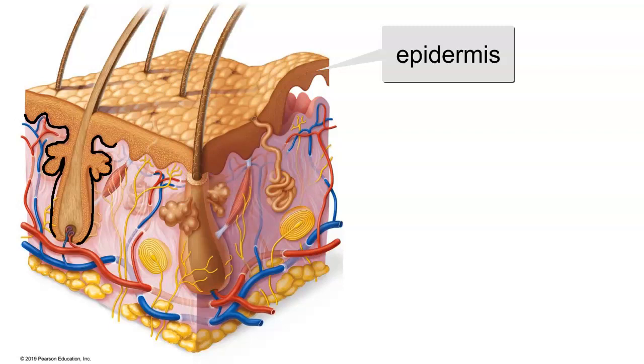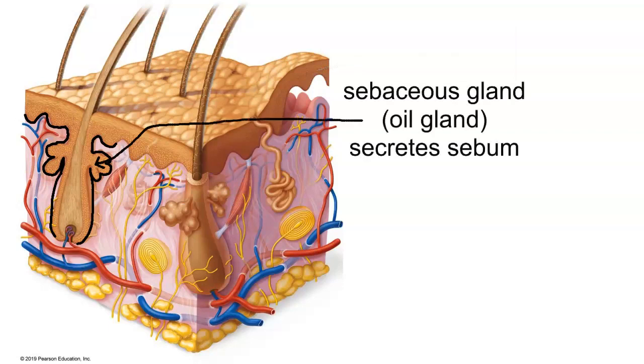And so the type of gland that we're seeing that is emptying into a hair follicle is something called the sebaceous gland. And a sebaceous gland releases sebum. Sebum is oil. And so this is an oil gland.